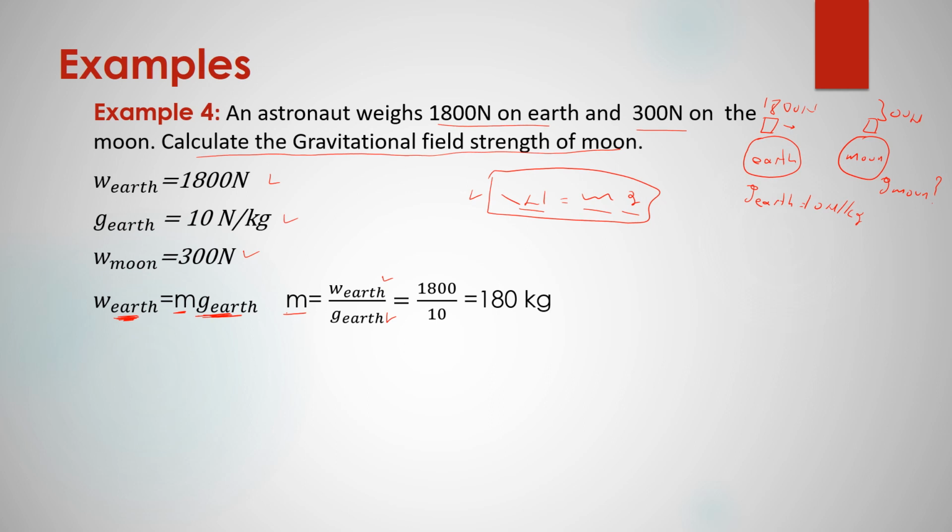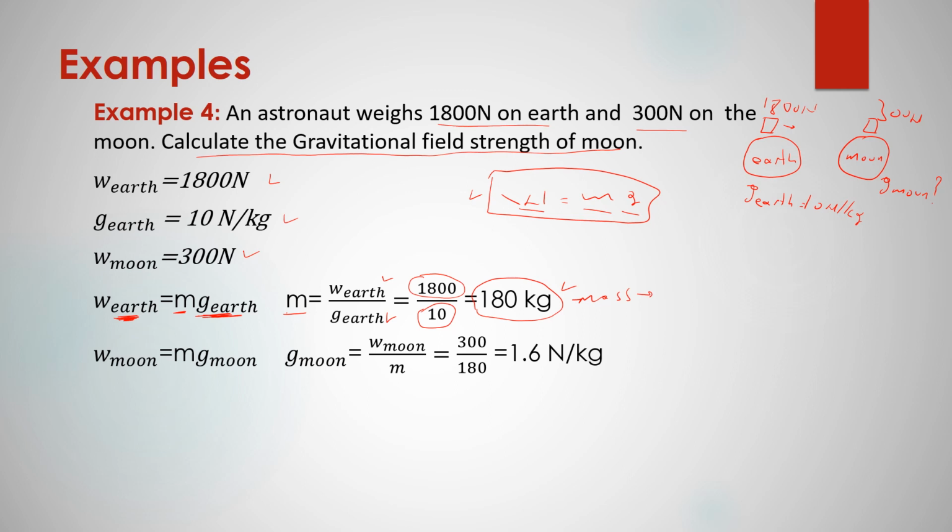The weight of the object on the earth is 1800 Newton, and the gravitational field strength of the earth is 10. So we have found the mass of the object: 1800 over 10 is equal to 180 kilogram. And remember, mass doesn't change. The mass of the object is the same everywhere.